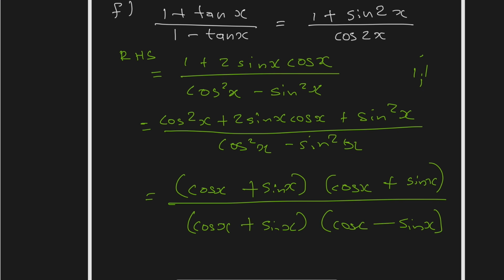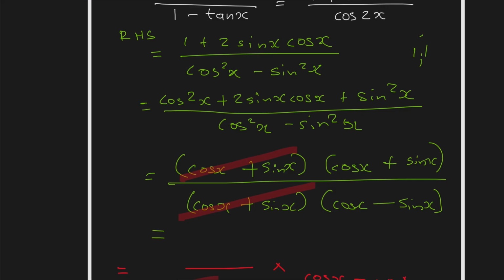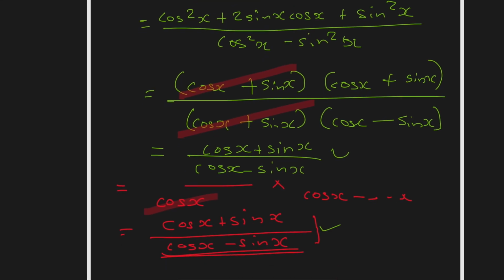From here, we can clearly see that the top part can cancel out with the bottom part. What we are left with on the right-hand side is only cos of x plus sine of x divided by cos of x minus sine of x. Therefore this is the same as what we have done, so the left-hand side is equal to the right-hand side. That is how we would have proved that identity.